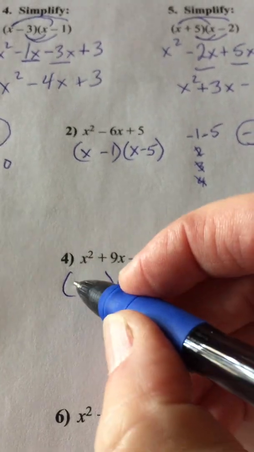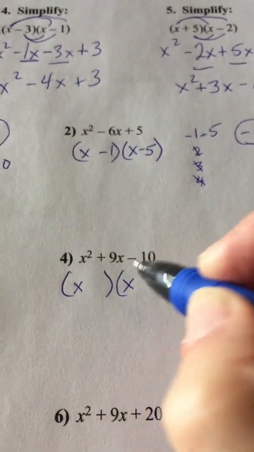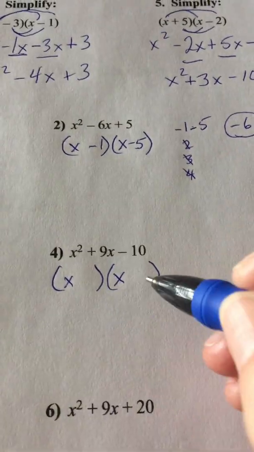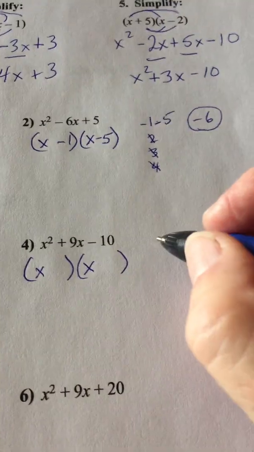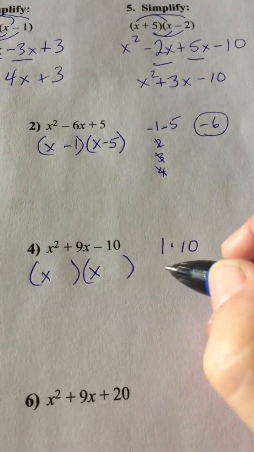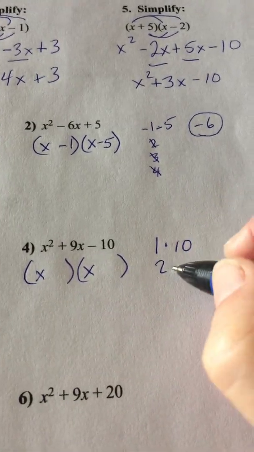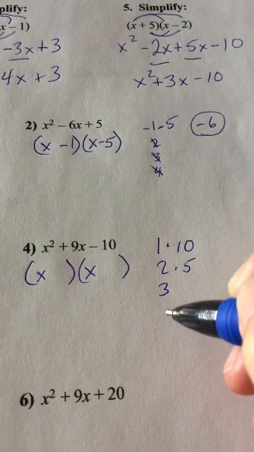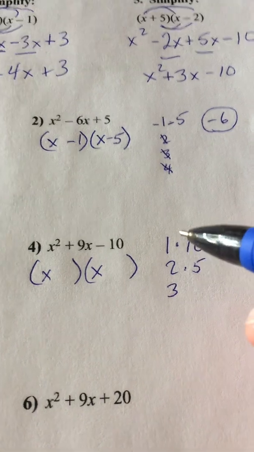What's going to give me an x squared? X and an x. When I multiply x times x, it gives me the x squared. This number times this number has to equal a 10, so let's make a list of possibilities. I always start with 1. 1 times 10 is 10. 2. 2 times what is 10? 2 times 5. 3. Literally make this list 1, 2, 3, 4, 5, 6, 7, 8 until you get to the number you've already used.